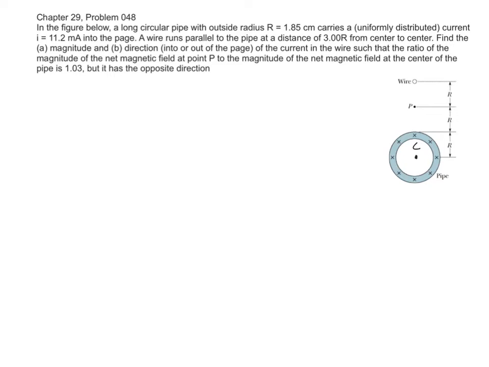So I'm going to create an equation for that. I'm going to call my ratio, we can give it any letter we'd like, the letter X, why not? Okay, so what that means is that our field at point C times that ratio, that's 1.03 in this problem but here it's X, is going to be equal to the opposite direction of BP. So in order to figure that out, we need to figure out what BC and BP are.